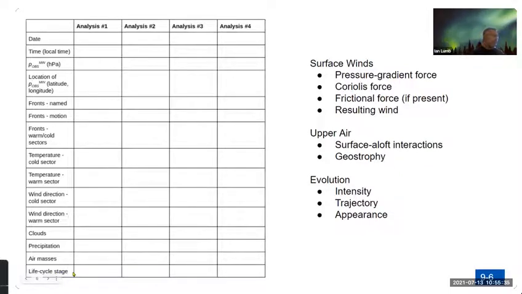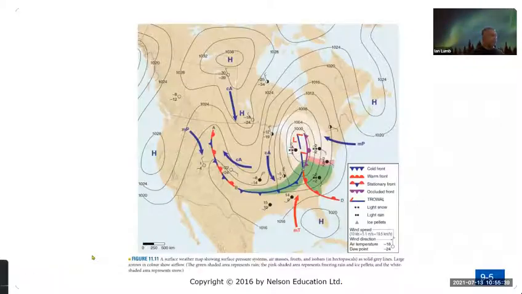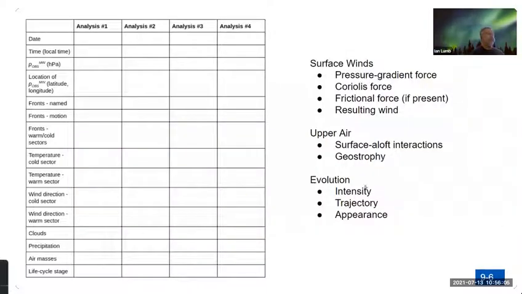Cyclones, such as this one, actually go through a 6-phase life cycle. Again, this is something that is discussed in those other resources that I've referred to. So one of the things I like to have you do is to identify which phase of its life cycle the cyclone appears to be in.